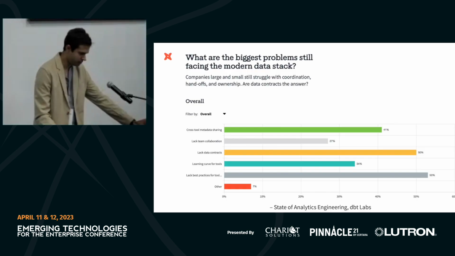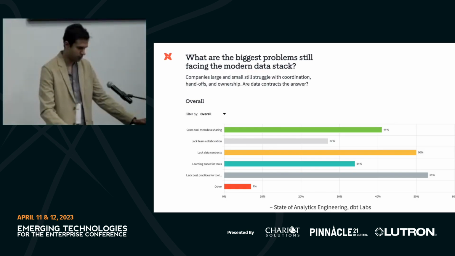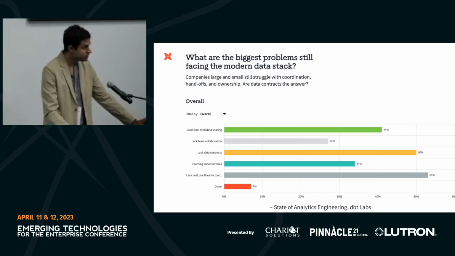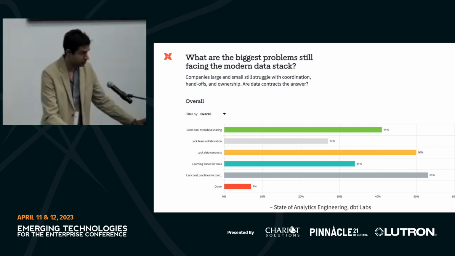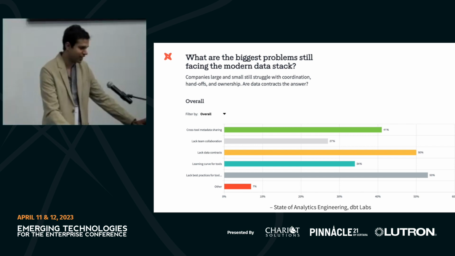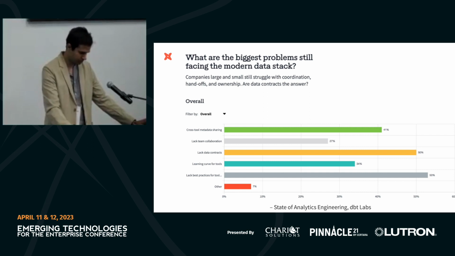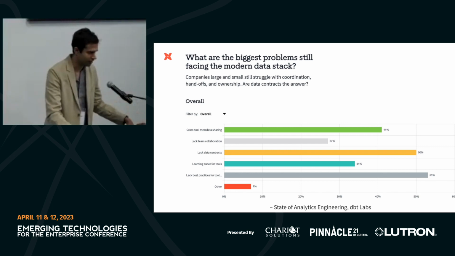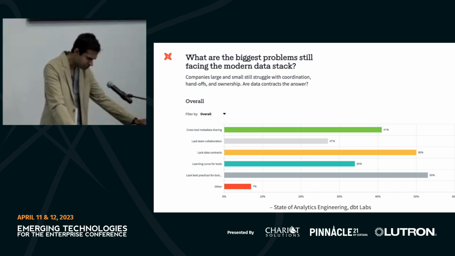And so we put out a survey a little while back. You can go look at it. It's a great survey. And being a data company, all the data is available on GitHub if you do want to go look at it. Essentially, we asked what are the biggest problems still facing the modern data stack. The modern data stack is that huge A16Z diagram I showed you earlier of all the different tools.